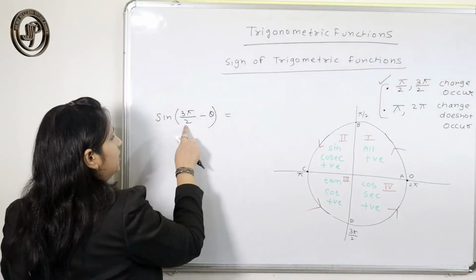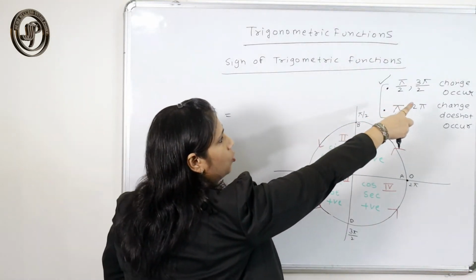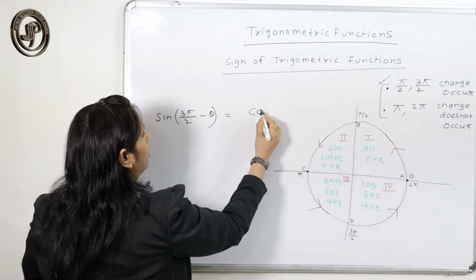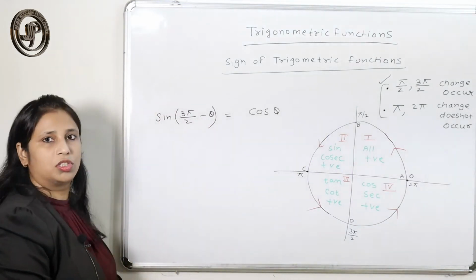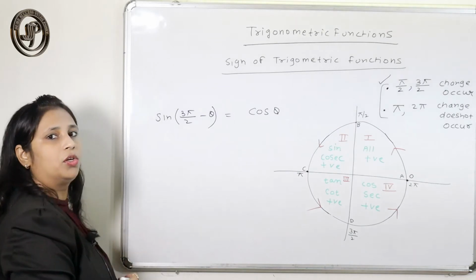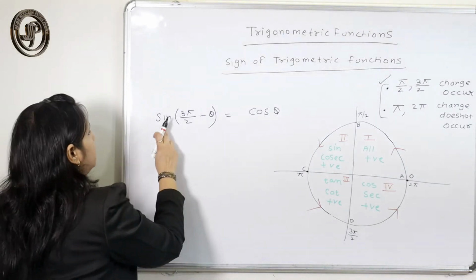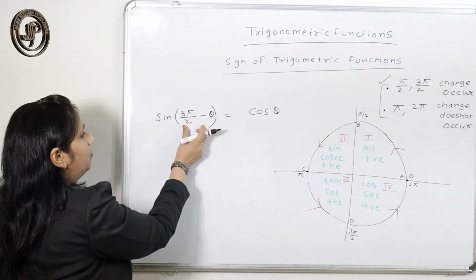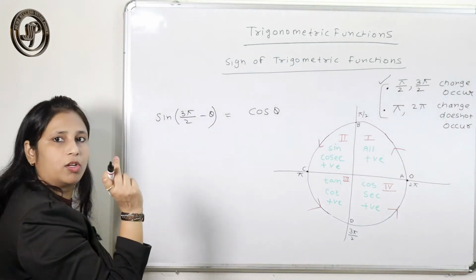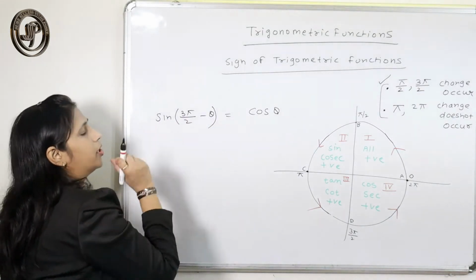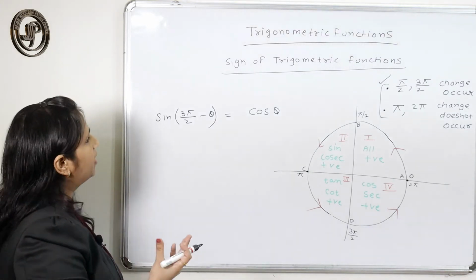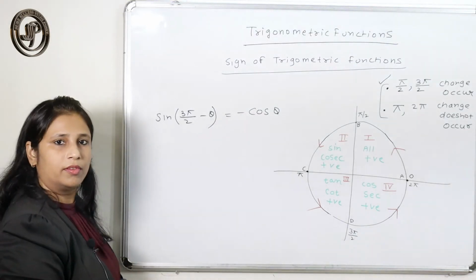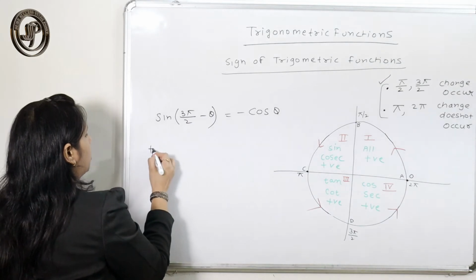But since it is 3 pi by 2, change occurs. So this will convert into cos theta, and sine in third quadrant, this signifies third quadrant. So what is sine in third quadrant? Negative. Same way you can do the rest.